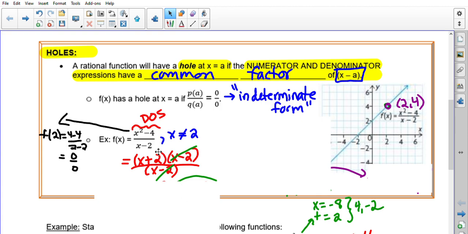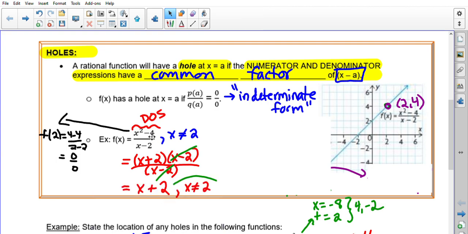Once we've rewritten this here, I'm noticing that I have a common factor of x minus 2 in the top and bottom. So I'm canceling those out. And when I cancel that out, I am then left with just the linear expression x plus 2. And then I'm still maintaining the restriction. So x cannot equal 2 is still maintained because it has to continue from the beginning.